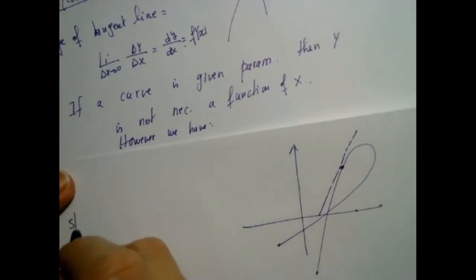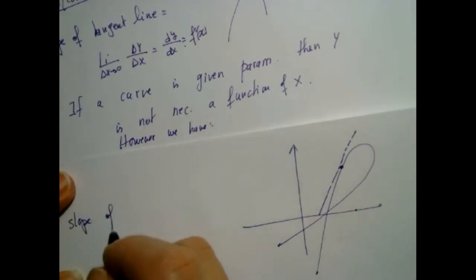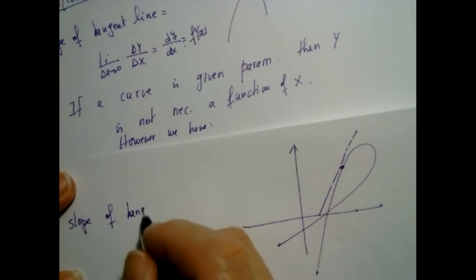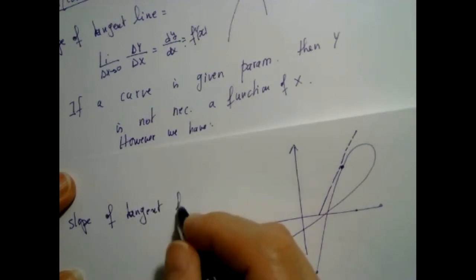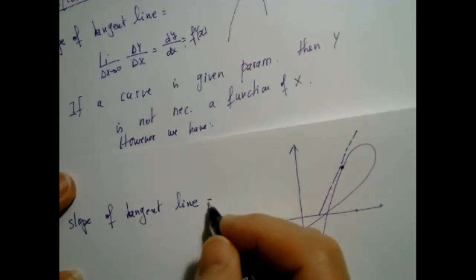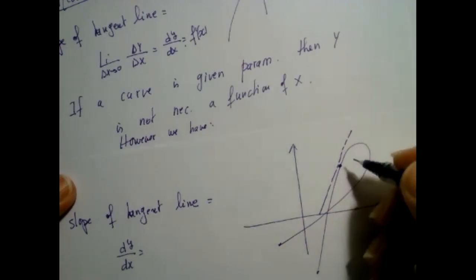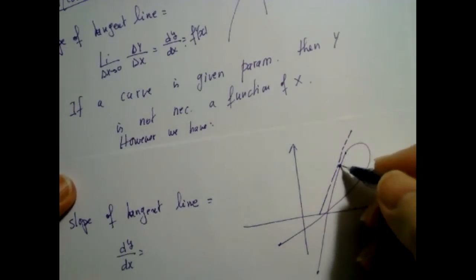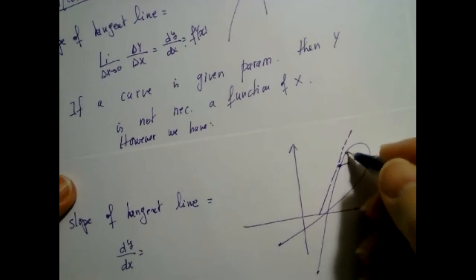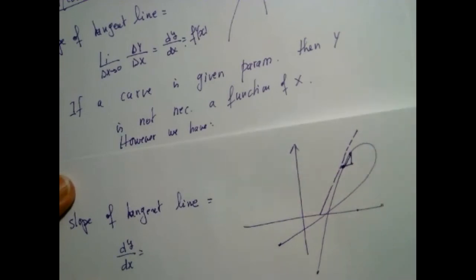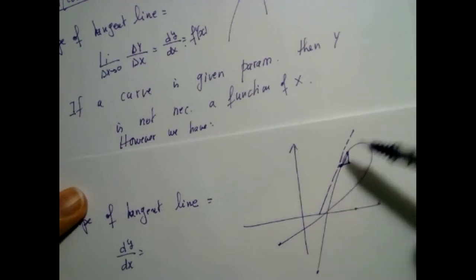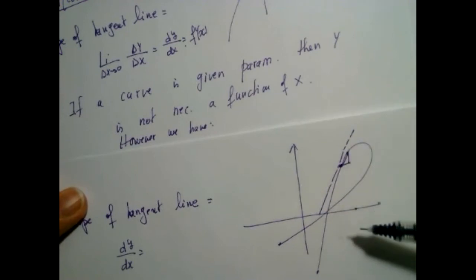Then the slope of the tangent line is always dy/dx. So it is the change of y over the change in x. The approach, the definition will never change. It means we take a point and we evaluate the delta y over delta x. That's the same thing.